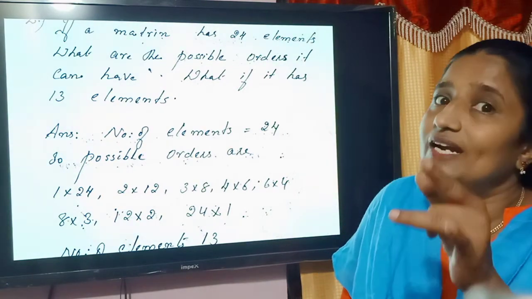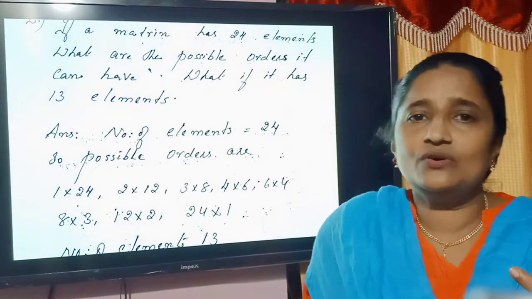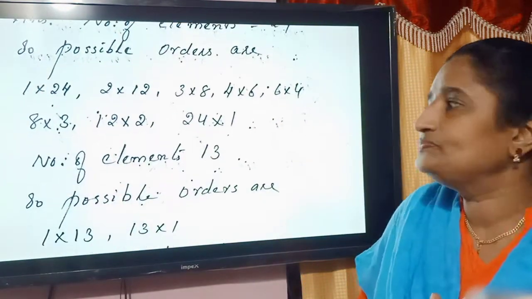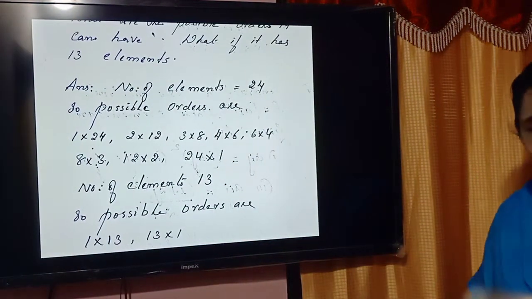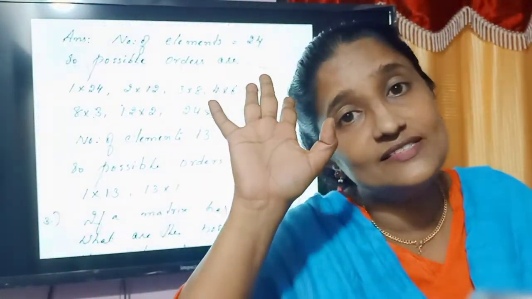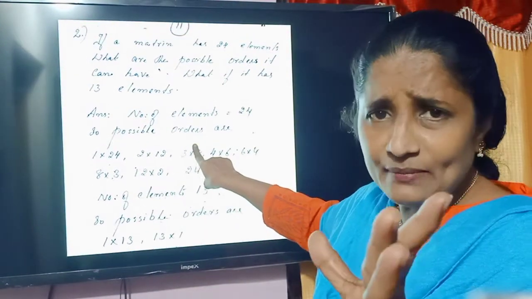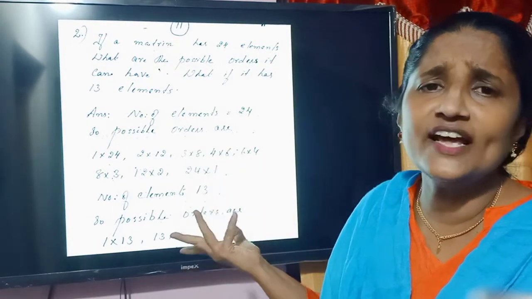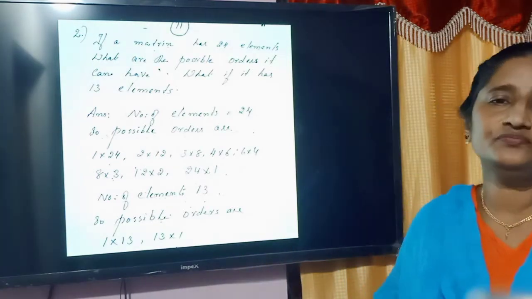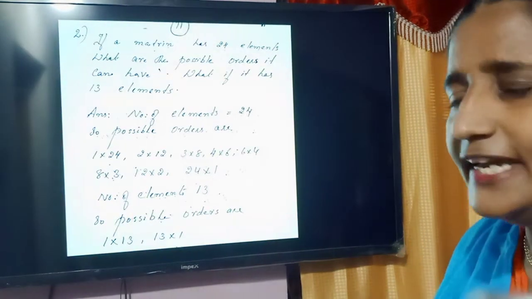In the case of prime numbers, only 2 orders must be there, because prime numbers have only 2 factors, not more than 2. So, let us consider 13. What happens if it has 13 elements? What type of number is 13? It's a prime number, no? What are the factors of a prime number? 1 and that number only, 1 and 13. So what are the orders? 1 by 13 and 13 by 1. So the possible orders are 1 by 13 and 13 by 1.